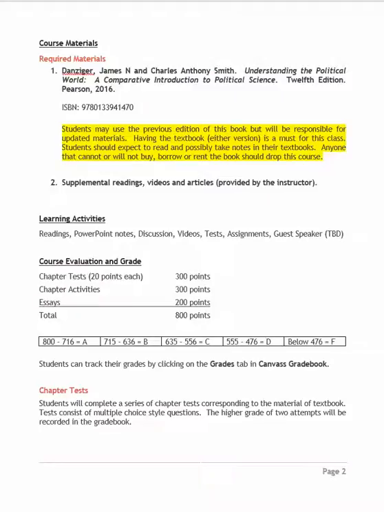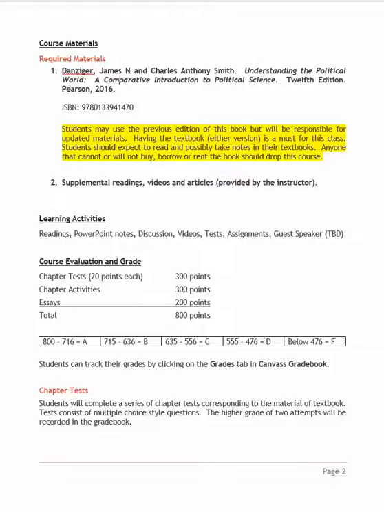Now, the second page contains the required course materials, and the only thing that the student is responsible for is the textbook, and that's the Understanding the Political World, a Comparative Introduction to Political Science textbook by James Danziger, the 12th edition from 2016. Now, there is a 13th edition out there which contains more updated material. The college is only requiring the 12th edition, so you should be able to find that.